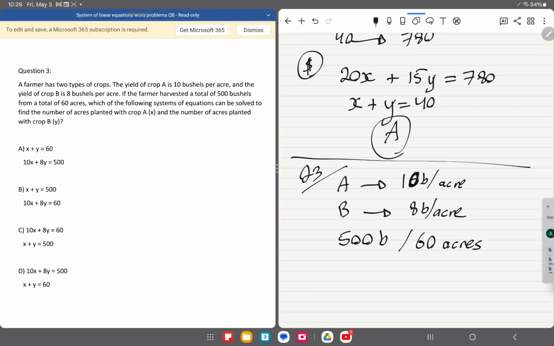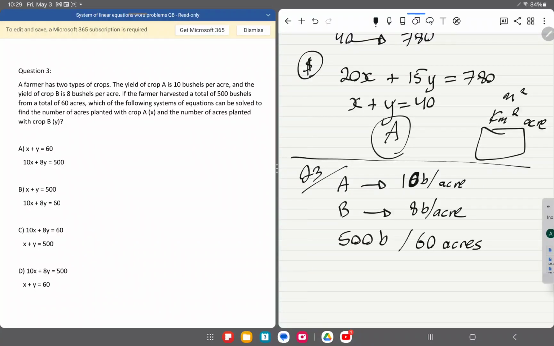Acres is a piece of land, usually used for measurement. So instead of saying kilometer square or meter square, acre is a measurement unit. Which of the following system of equations can be solved? So how do I think about this? I have acres and how much he harvested. I need to think of the rate.